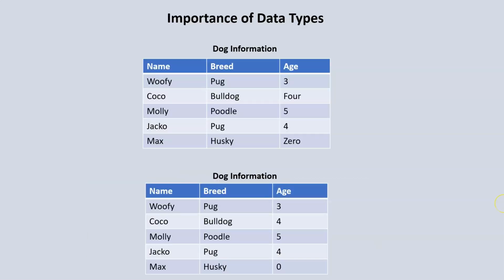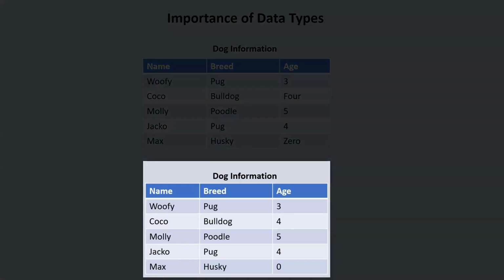So table 1 is not how we want to represent our data, but rather we want to be consistent as illustrated in table 2.